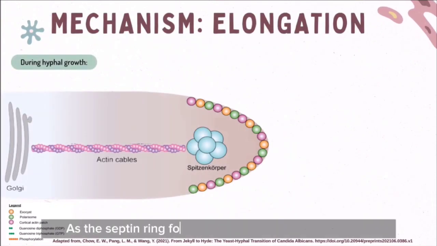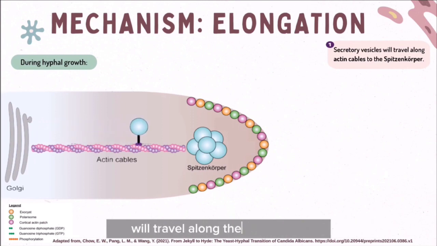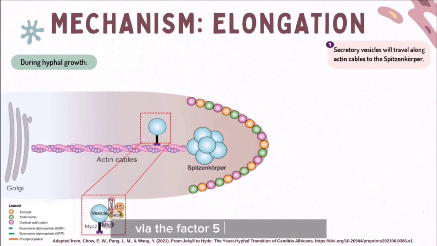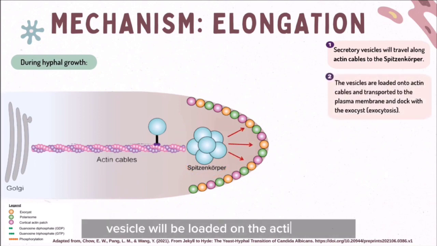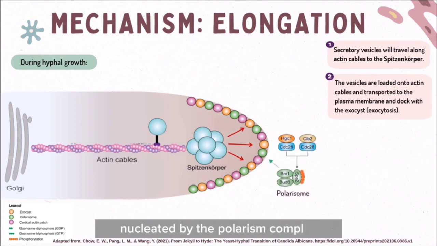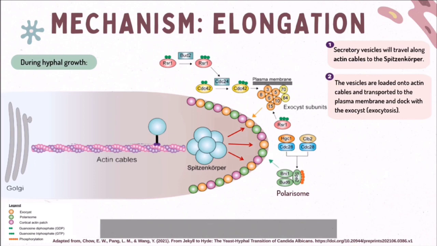As the septin ring forms and hyphal growth continues, vesicles that originate from the Golgi containing essential proteins for the hyphal growth will travel along the actin cable via the class 5 myosin, MYO2, towards the Spitzenkörper where they will accumulate. Then, the accumulated secretory vesicles will be loaded on the actin cable, nucleated by the polarisome complex, specifically BNI1, to the plasma membrane where they are docked with the exocyst. One of the exocyst subunits, SEC3, ensures that the secretion of vesicles happens predominantly at the tip to ensure optimum membrane material supplied for the development of new cell walls.